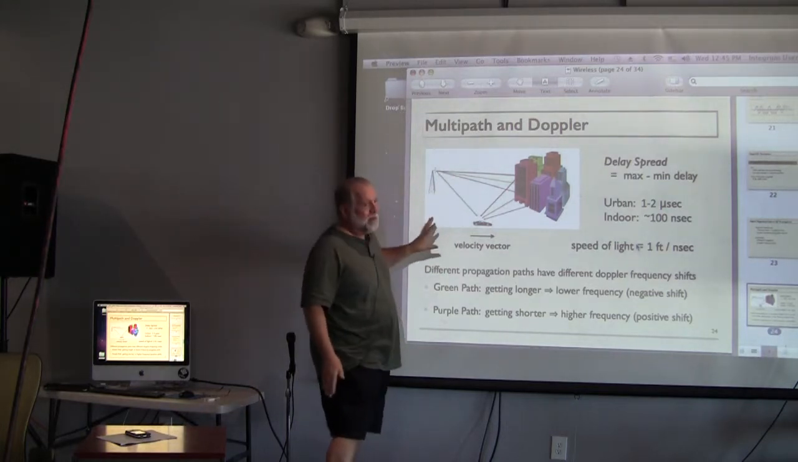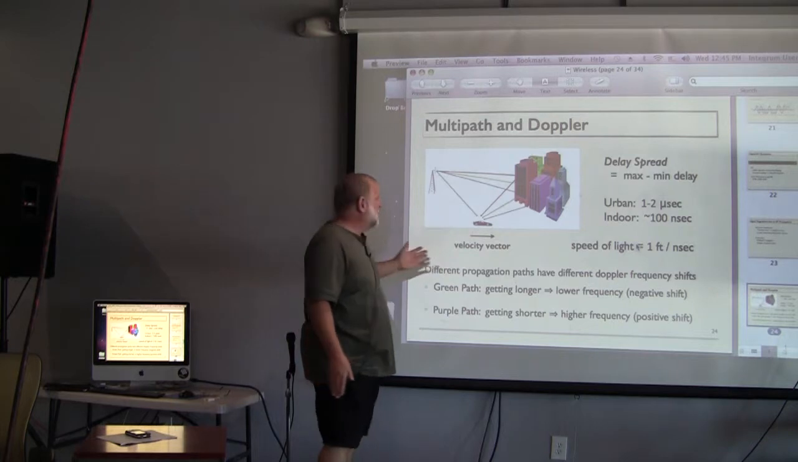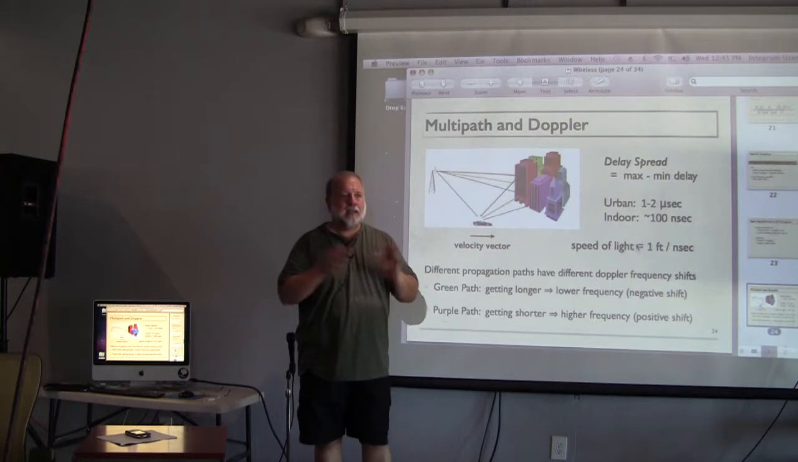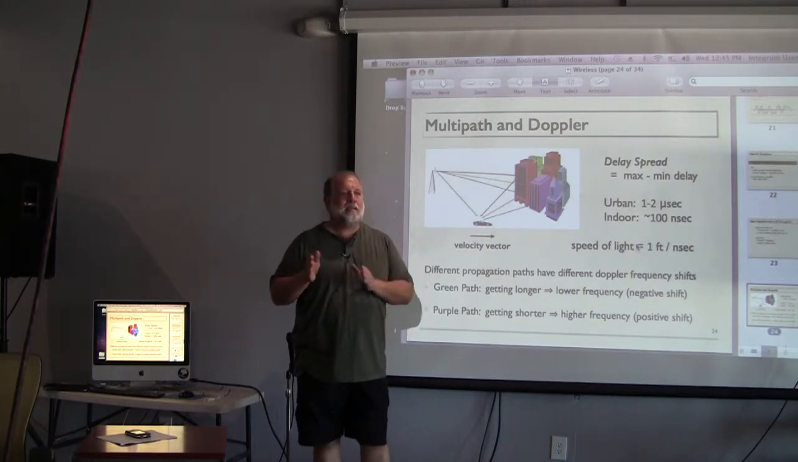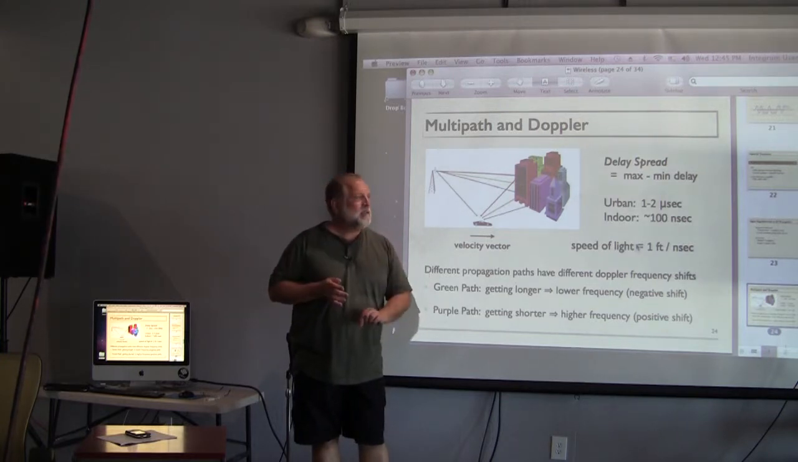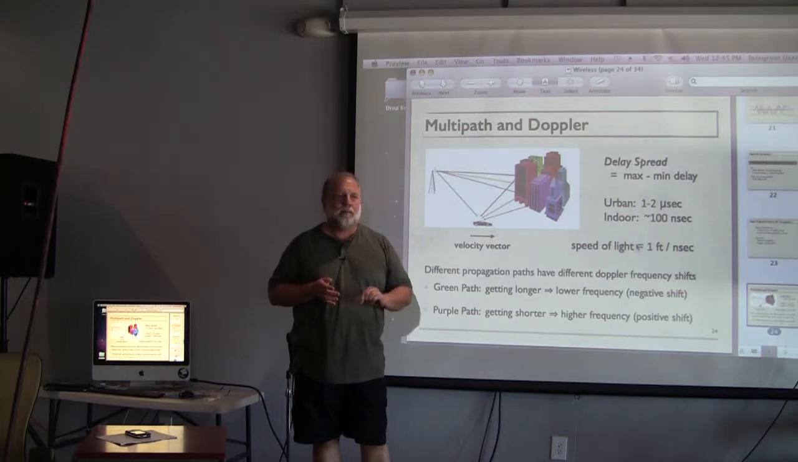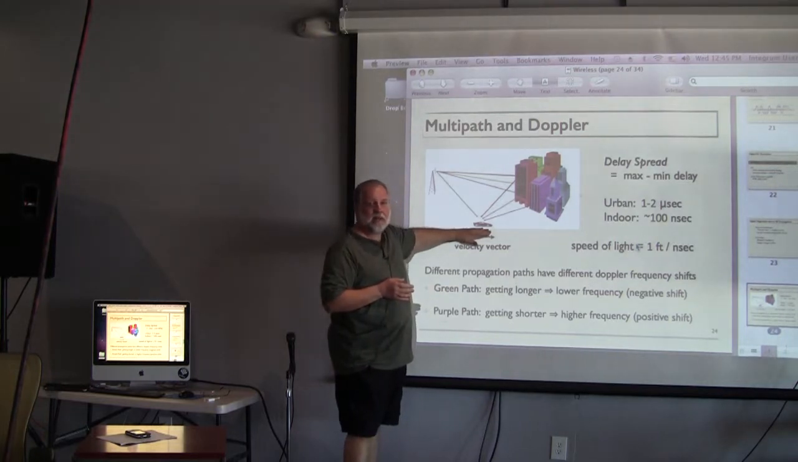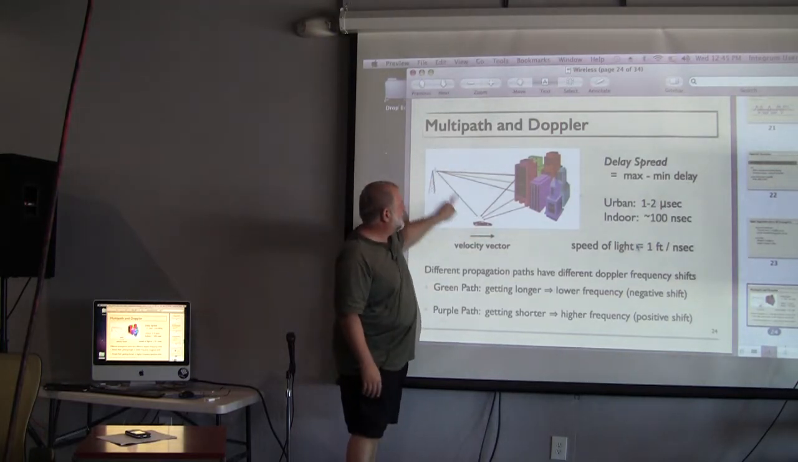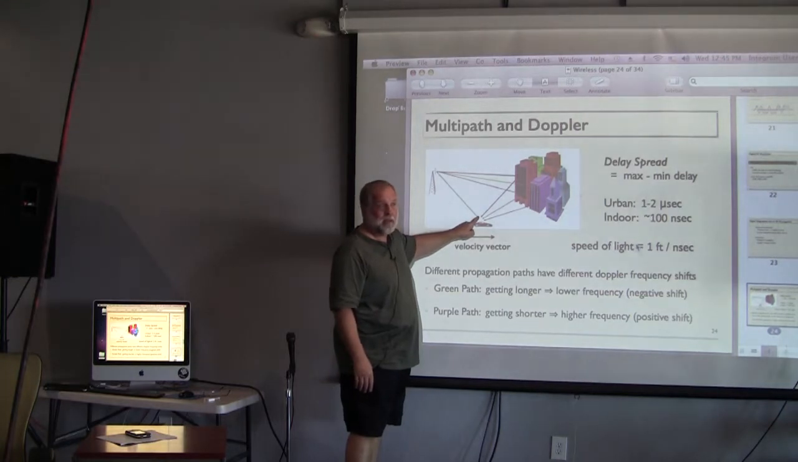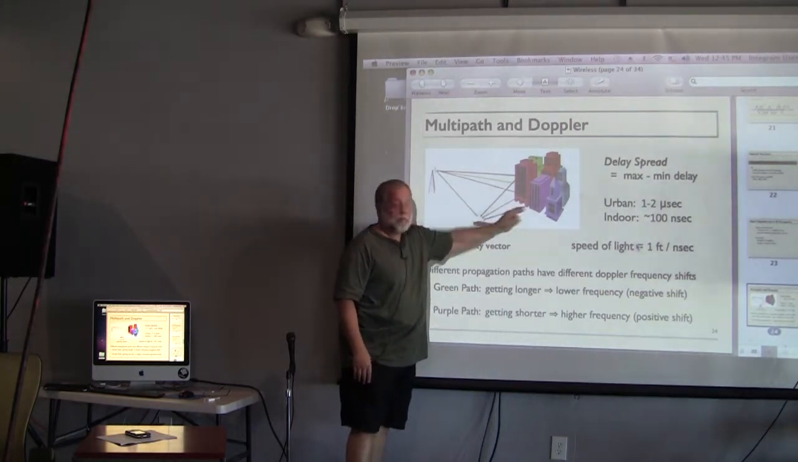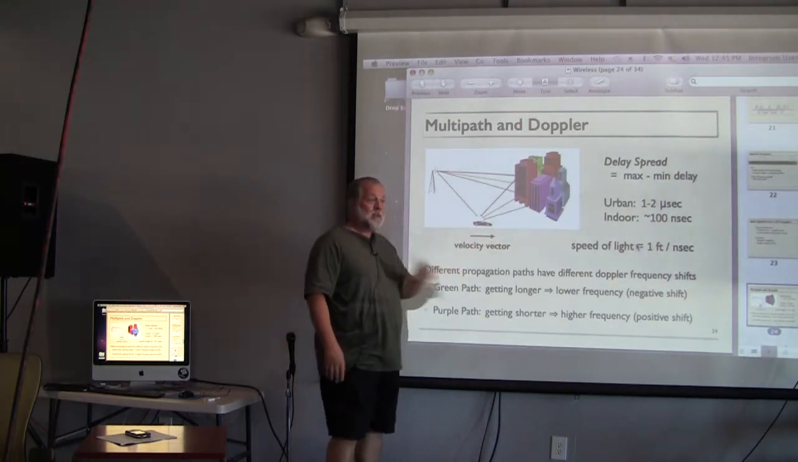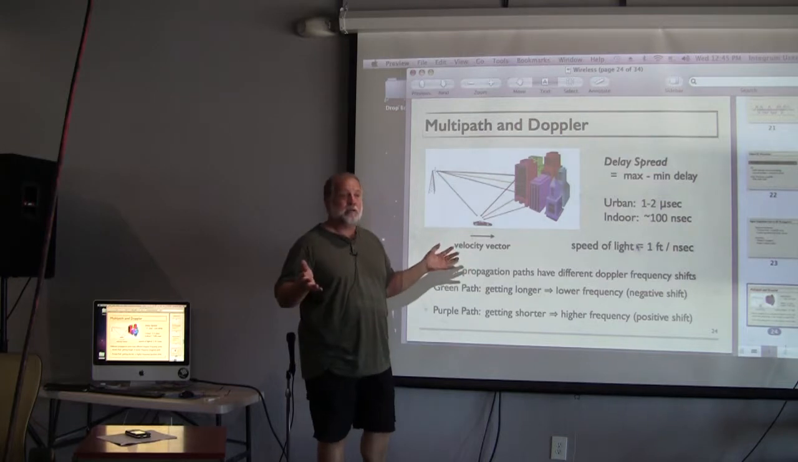Then you also have this problem, the Doppler. You know what Doppler is, but notice the Doppler frequency shift is a positive shift if the path length is getting shorter, and a negative shift if the path length is getting longer. But each one of these paths is different in that respect. Here, this path is getting longer, so it has a negative frequency shift. And this path is getting shorter because the car is going in that direction, so it has a positive frequency shift. So Doppler is not just one shift, it's a whole bunch of different shifts.